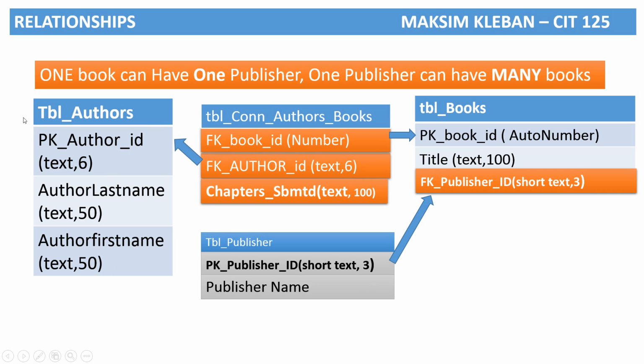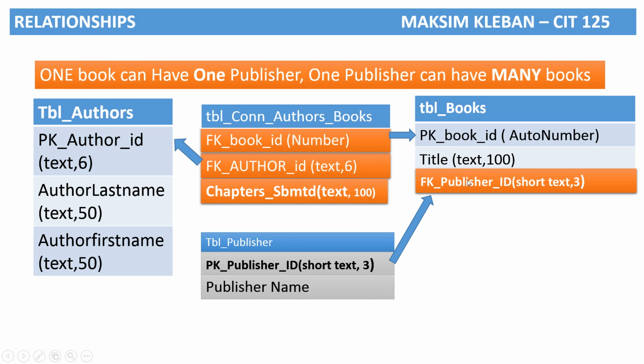First table will be table authors, primary key author ID, and field will be short text 6. Remember, sometimes it's written text, but when people write text, they mean short text. Author last name, text 50. Author first name, text 50. Then we'll create table books, which will have primary key book ID, author number, title, text 100, right?